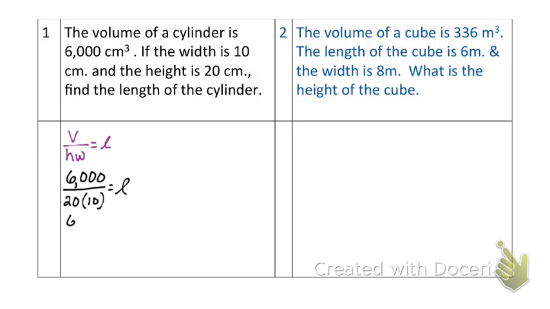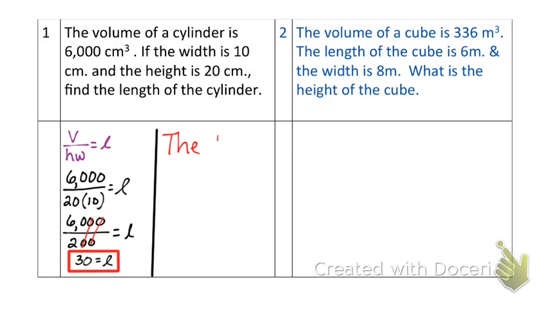So 6,000 over 200, because 20 times 10 is 200, equals L. And then we're going to do a division problem. If you have a calculator, you can do it. If you don't have a calculator, you can cross off any zeros to the right of the numbers, and then it turns out to be 60 divided by 2, which is 30. So in a statement, the length of the cylinder is 30 centimeters.